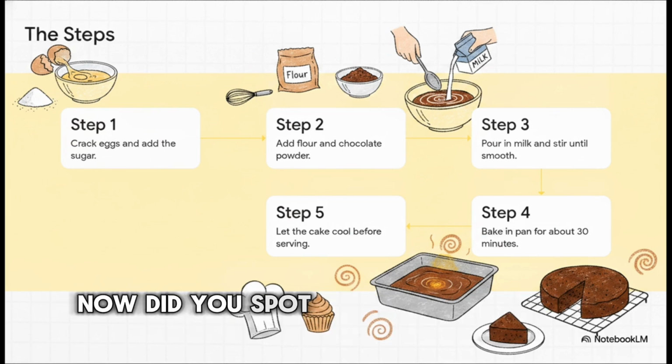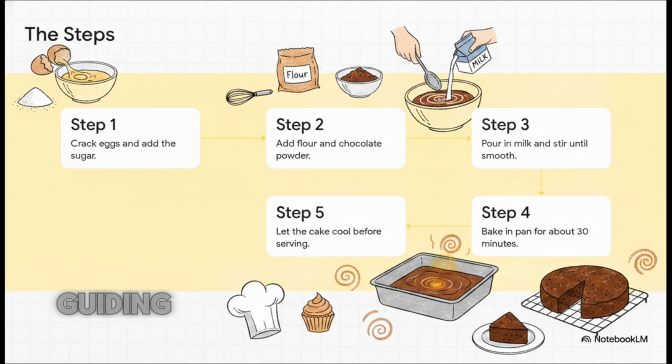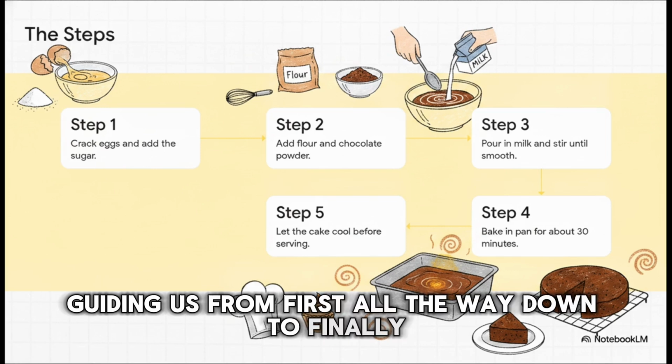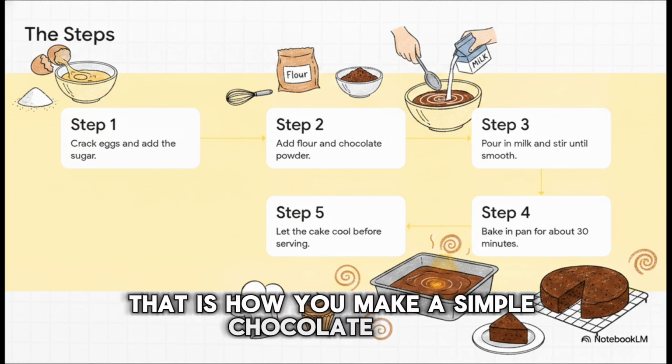Now, did you spot the imperative verbs there? Words like crack, add, and pour. And what about those sequencing words, guiding us from first all the way down to finally? Pretty easy, isn't it? And boom, that is how you make a simple chocolate cake.